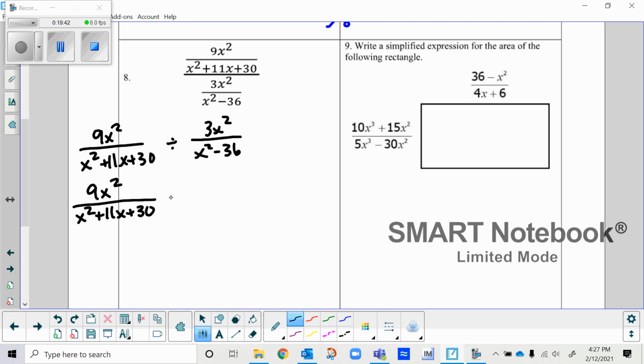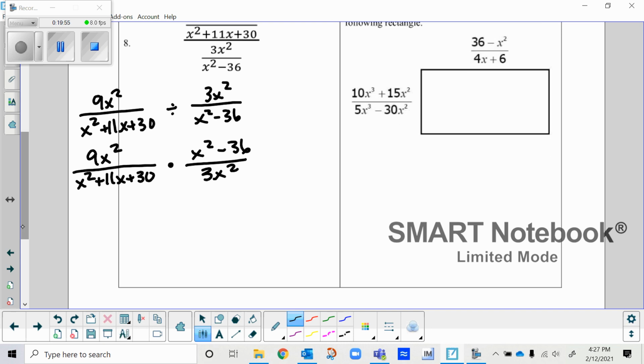Change division to multiplication and flip the second fraction. And now you factor everywhere that you can. I'm going to factor and smush it all on top and smush it all on bottom. I'm going to do that all in one step. And by smush the top and bottom, I mean multiply across the top and bottom.